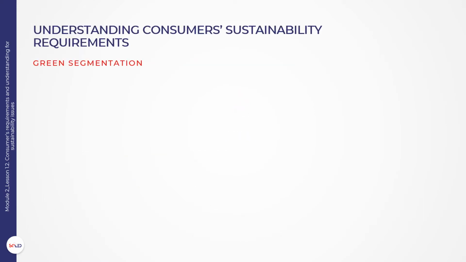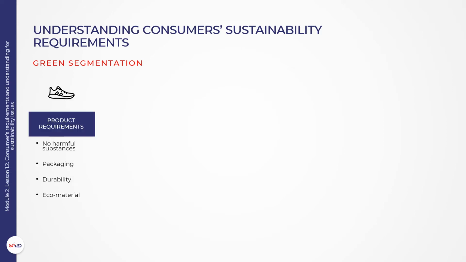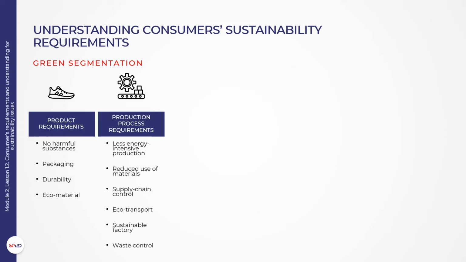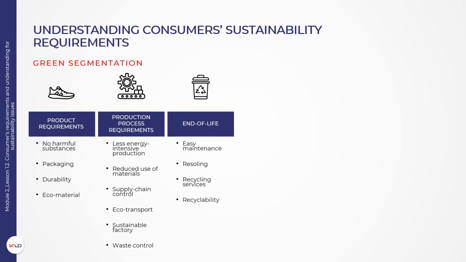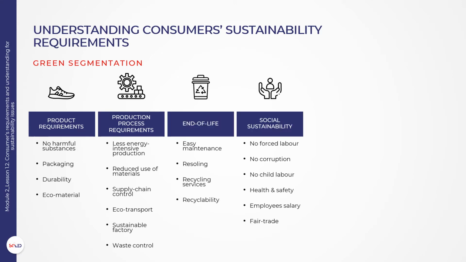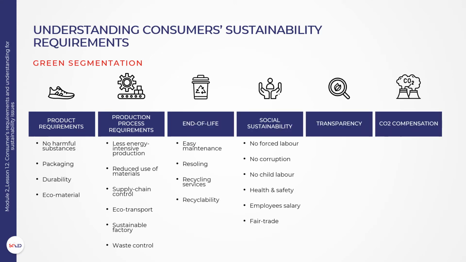Each consumer, because of specific interest and personal inclination, will pay more attention to some characteristics or services offered by the company than others. In this regard, 6 main trends have been identified, each leading to specific requests. These are: product requirements, production process requirements, product end of life, social sustainability, company transparency, and CO2 compensation.